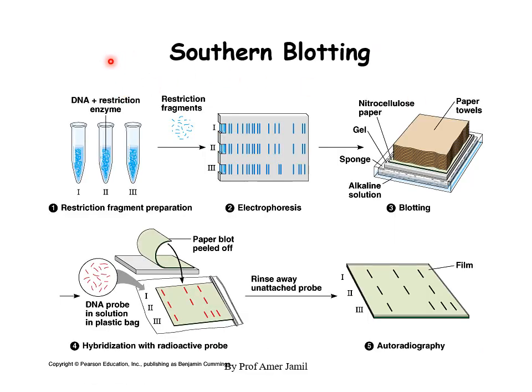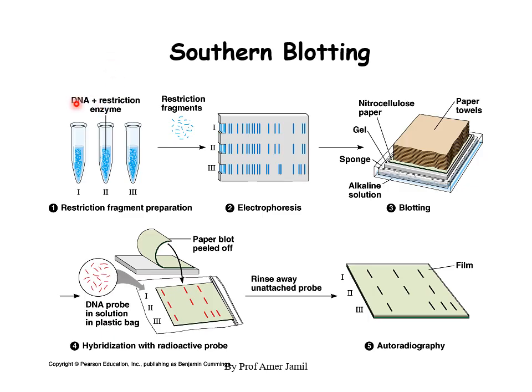There are several techniques which are used. I will just go through very briefly. One is Southern blotting. Although it is not much used these days, in some experiments we still have to use it. You will find a lot of research papers using this technique, because before PCR this was the technique most commonly used. Southern was the name of the scientist, and after his name this technique is known as Southern blotting.